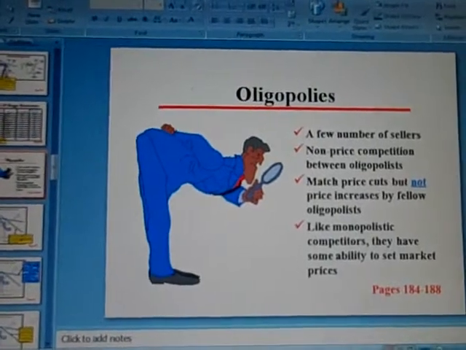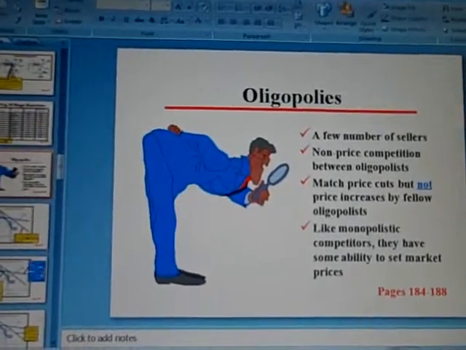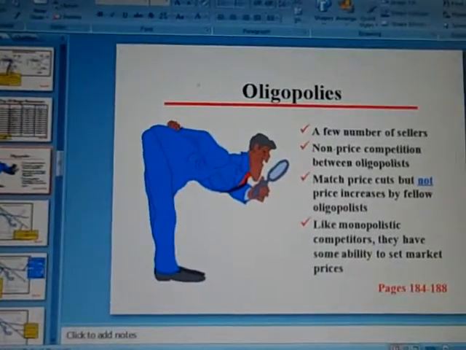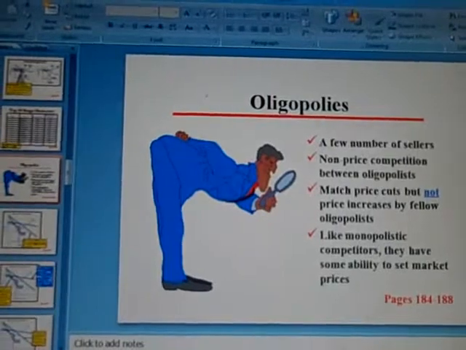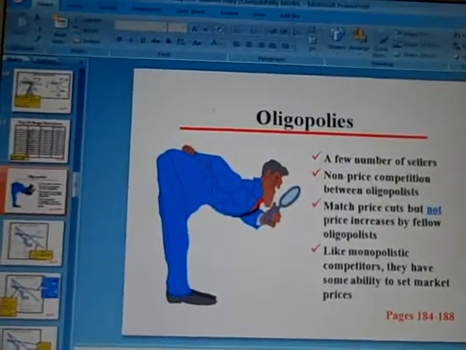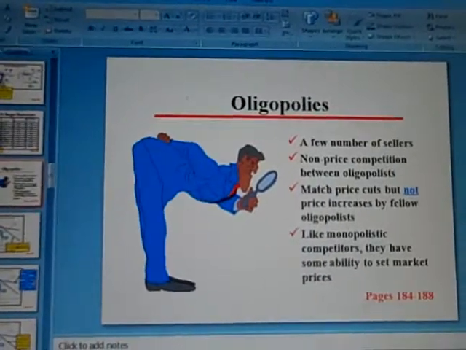They don't compete over price. There is competition, but they're not going to worry about any sort of matching price increase. They will sometimes match price cuts. And they kind of have an ability to set market prices. And we'll see that on the graph.